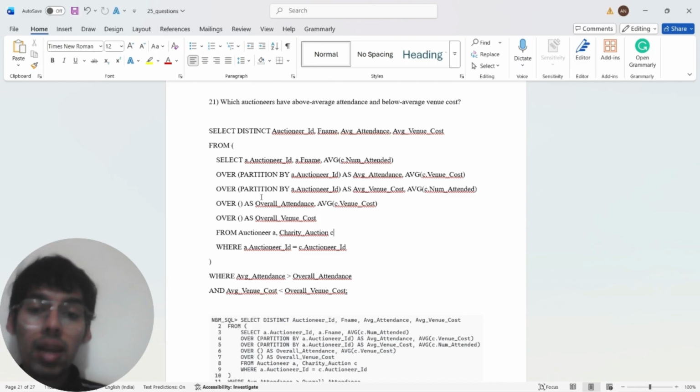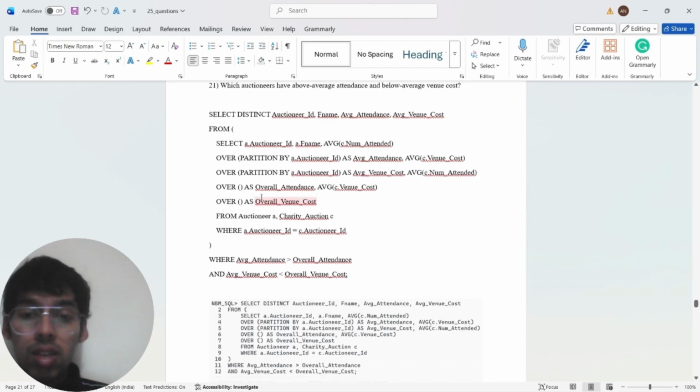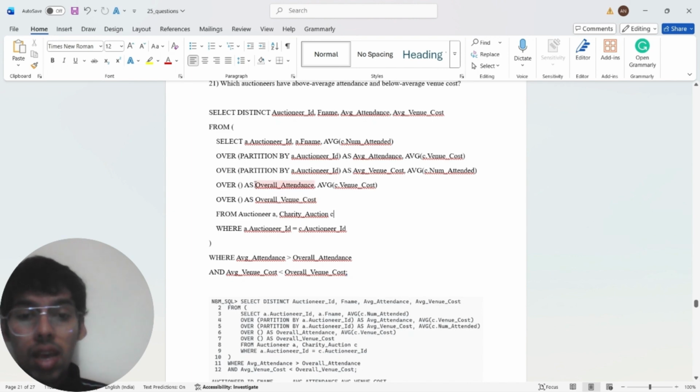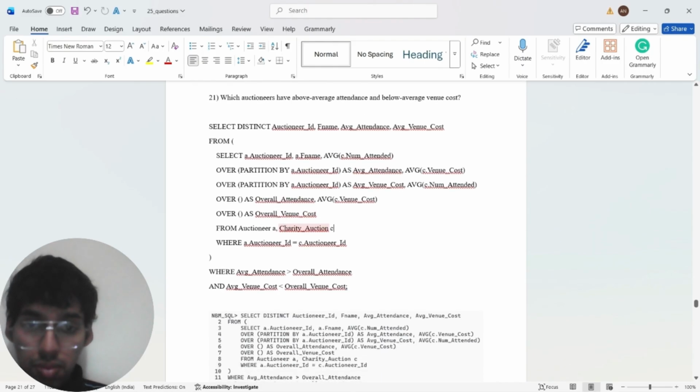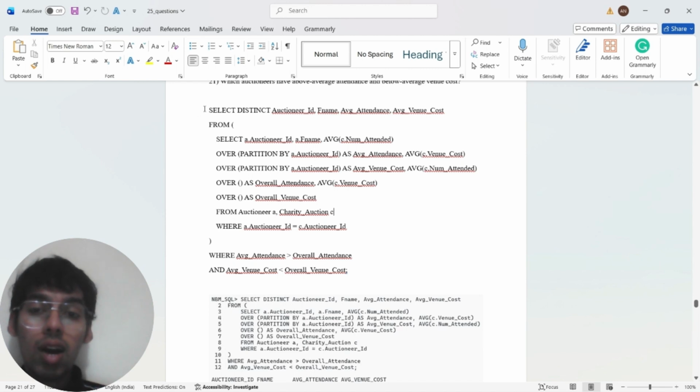Since there is no partition by condition, we'll be finding the average of the number of attendees and the average of venue cost throughout the entire data set. So that is what is happening inside the inner query. And moving to the outer query, we'll be displaying the auction ID, the name, the average attendance and average venue cost that we have displayed over here, based on the condition where the average attendance with the partition condition is greater than the overall average, and similarly the average venue cost is less than the overall venue cost.